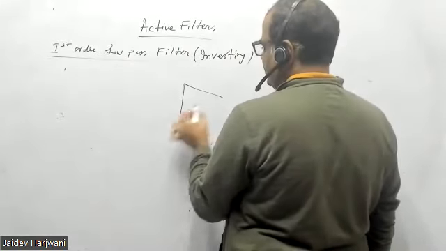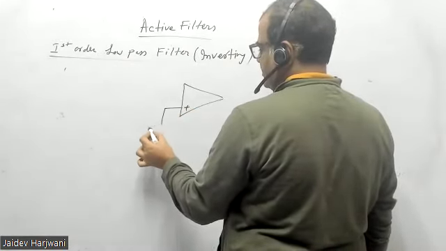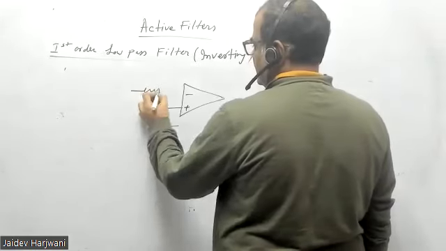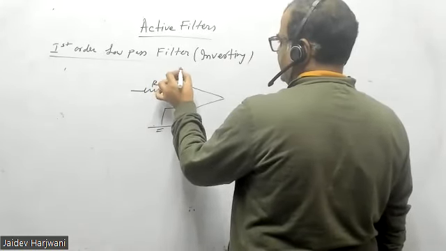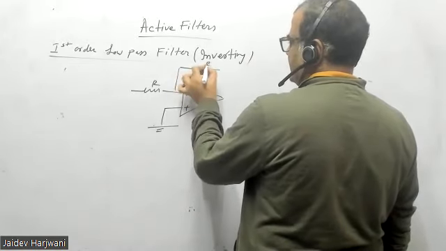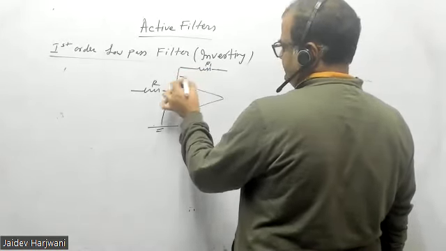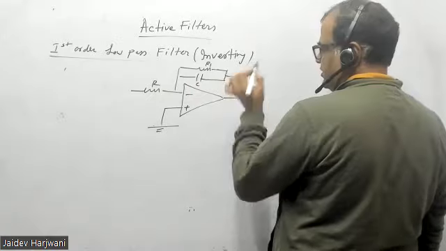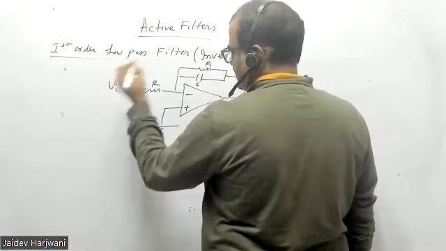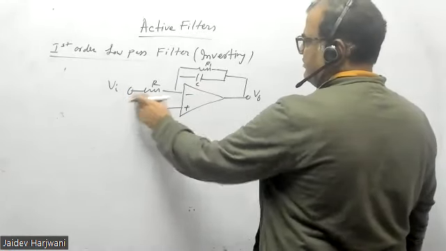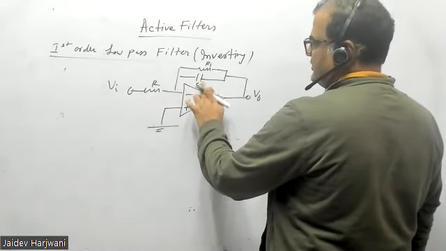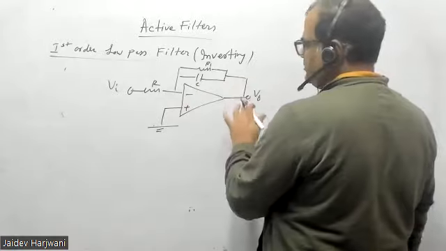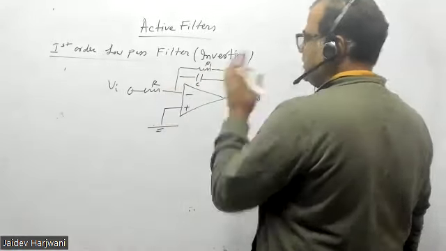In inverting mode, you have to put the ground at the plus terminal. This is my R at the input, and I put here an R1 and a C in the feedback. And if I apply a frequency here, at high frequency the capacitor becomes short, so the output goes to zero. At low frequency, the capacitor cuts off and you get gain. So this is the low pass filter.